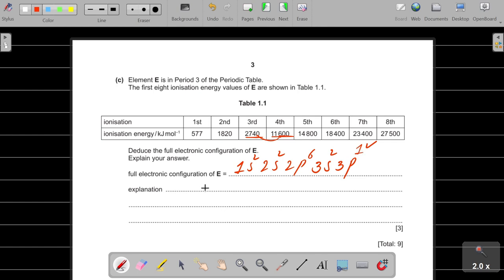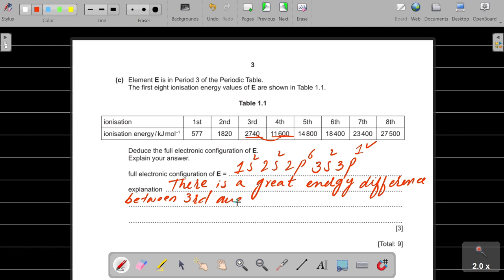Okay, so what is the explanation? I can write this statement: there is a great energy difference between third and fourth ionization energy. Understand? It is the reason.